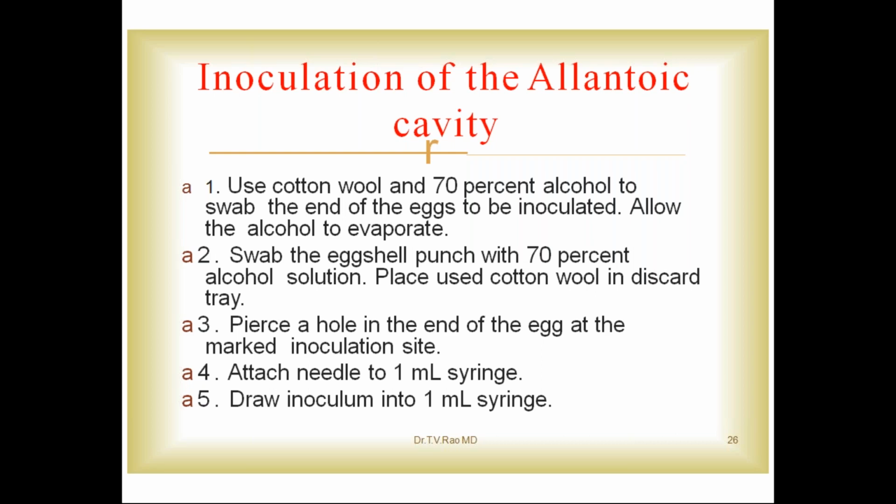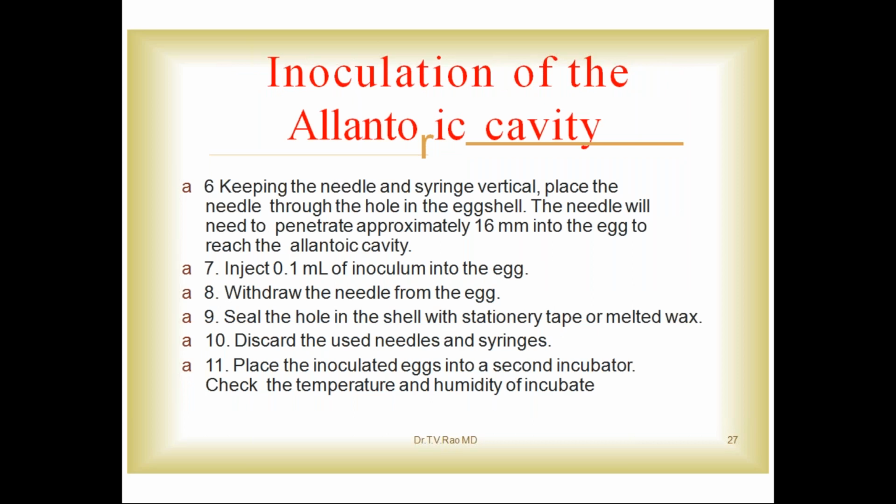Attach needle to 1 ml syringe. Draw inoculum into the 1 ml syringe. Allantoic cavity: keep the needle and syringe vertical. Place the needle through the hole in the eggshell. The needle will need to penetrate approximately 6 millimeters into the egg to reach the allantoic cavity.